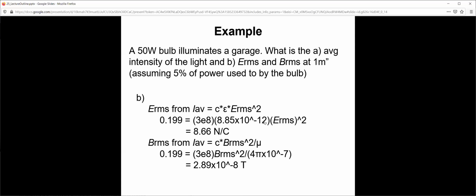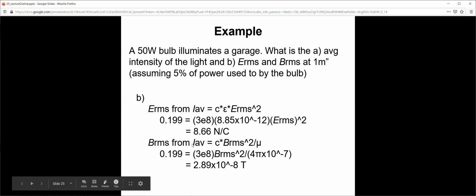So, you know, this equation is done in the book where it solves the equation for E RMS first, but it was a huge hassle to put in the slides. The equation writing in slides is horrible. So this is math you guys can do, right? Divide this, divide that, square root, 8.66 newtons per coulomb. Cool. Electric field, newtons, coulombs. Makes sense.